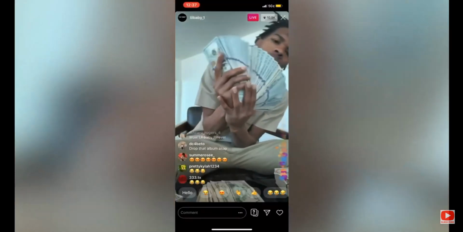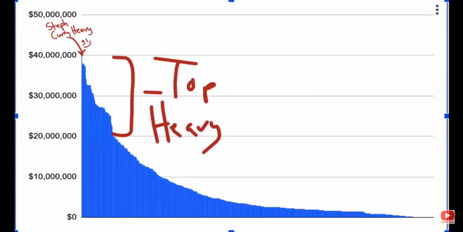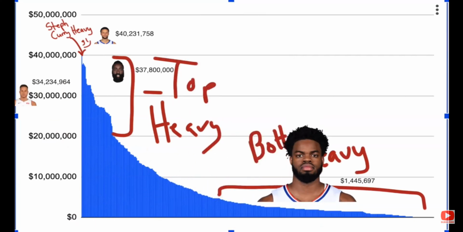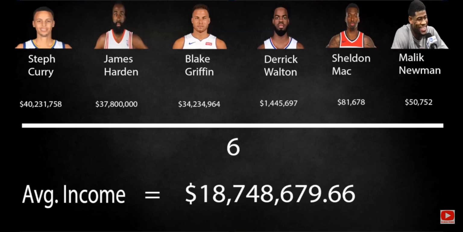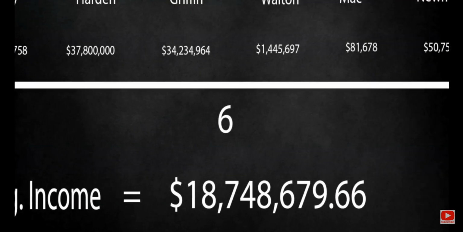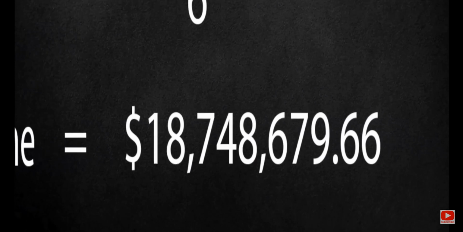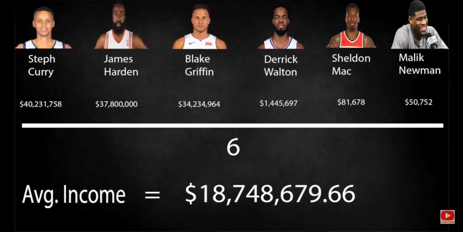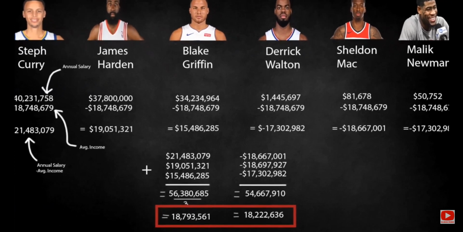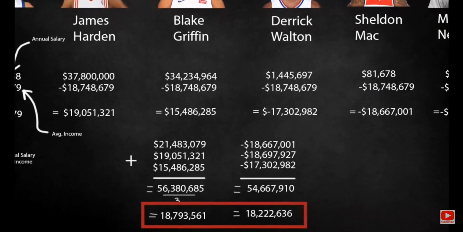Well, not exactly. $7 million doesn't really portray what the average player makes because there are too many top-heavy outliers like Steph Curry, James Harden, and Blake Griffin, and too many bottom-heavy outliers like Derek Walton, Sheldon Mack, and Malik Newman. If we're to look at these 6 players, combine their annual incomes and divide by the total number of players to get the income average, we would get $18,748,679.66. Don't ask me where the 66 cents comes from. I'm not good at math. So $18.7 million is our average, which pretty much grossly misrepresents both groups of outliers by over $18 million.